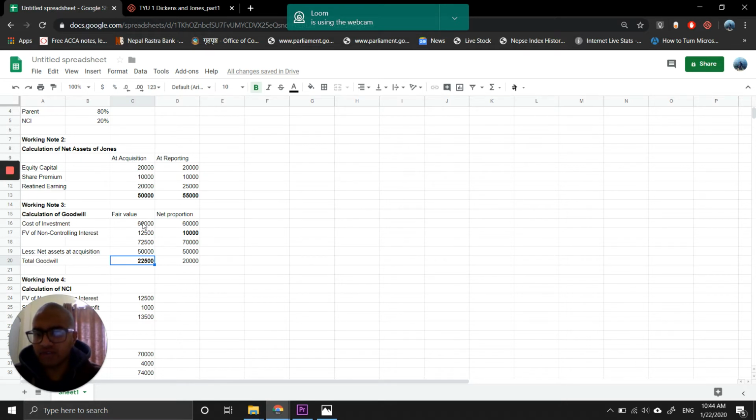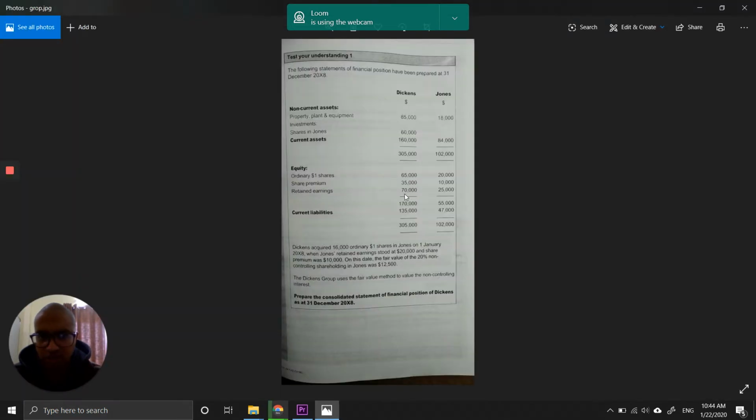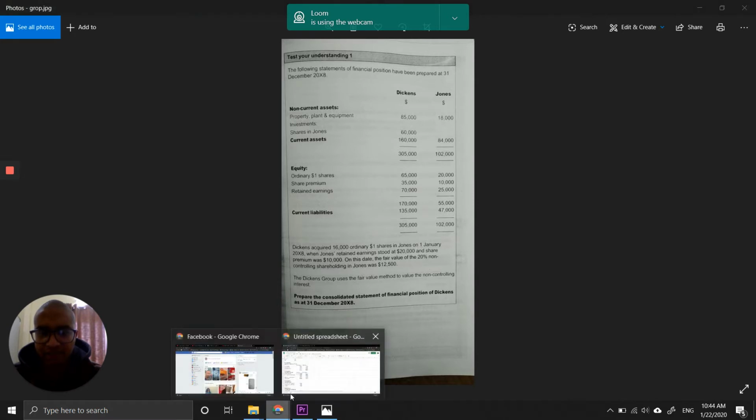So your cost of investment is 60,000, which is not given in the question in the details below, but it is over here in non-current assets as shares in Jones. So this might be tricky sometimes. When looking at this particular question, you might think that it's only 16,000, and then you might get a negative goodwill, whereas the amount is situated over here. Okay, so don't be confused in that.